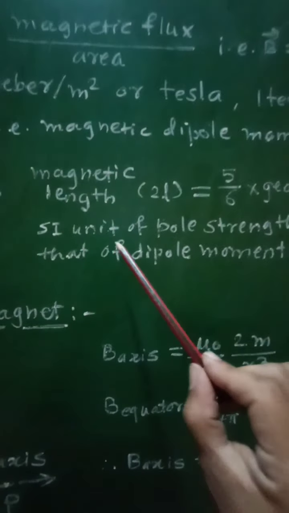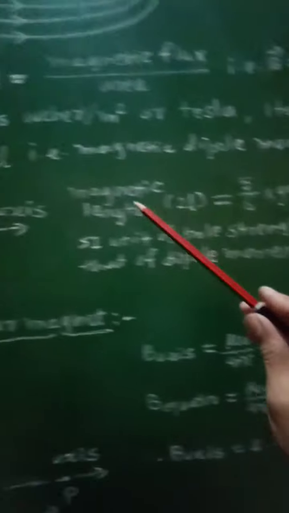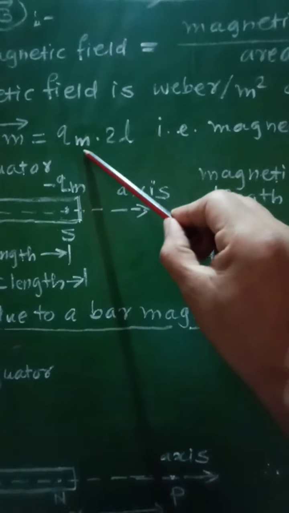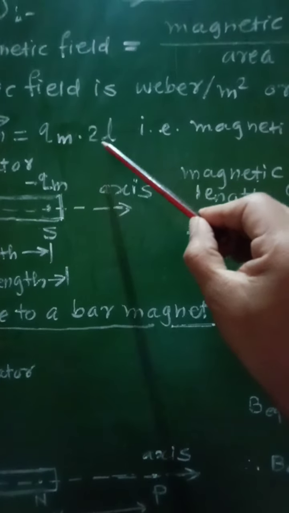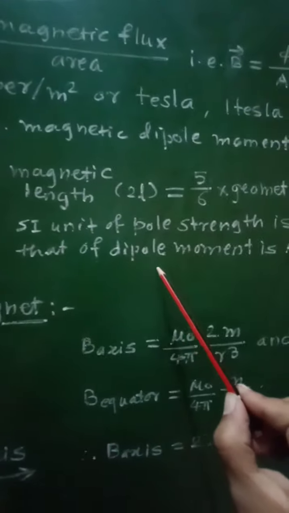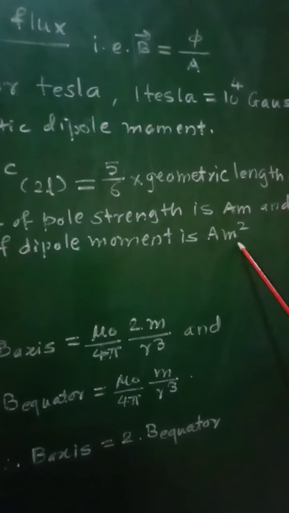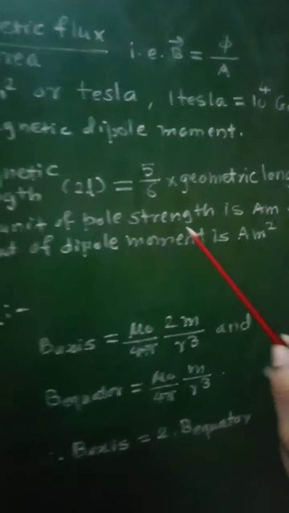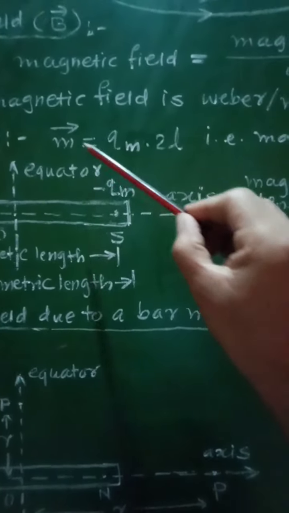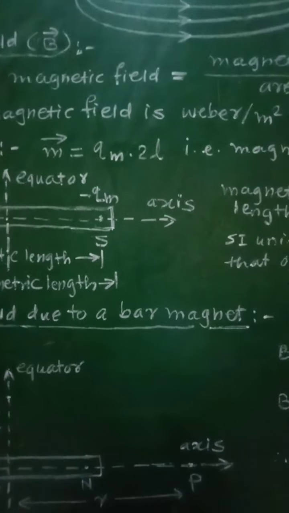Now the SI unit of pole strength is ampere meter. So for this pole strength Qm, the SI unit is ampere meter, and for magnetic length it is meter. Therefore the unit of magnetic dipole moment will be ampere meter square. Ampere meter square will be the SI unit for magnetic dipole moment, and for pole strength it is ampere meter.